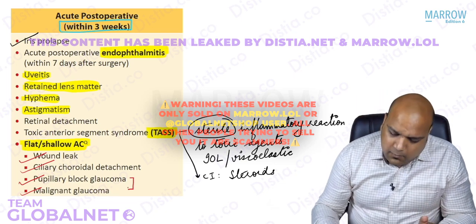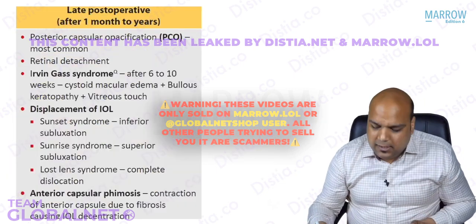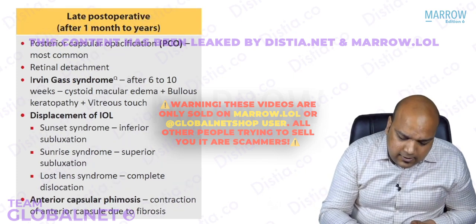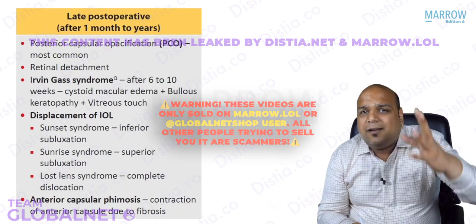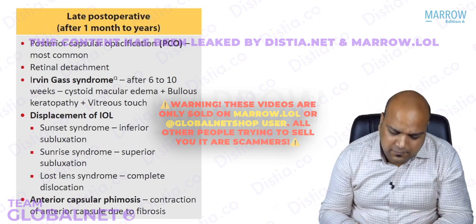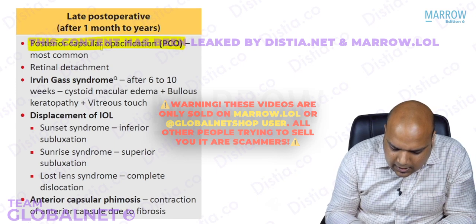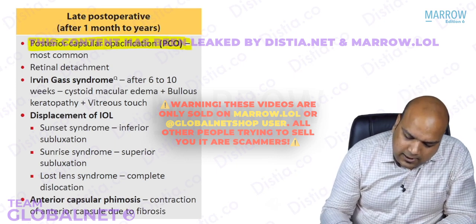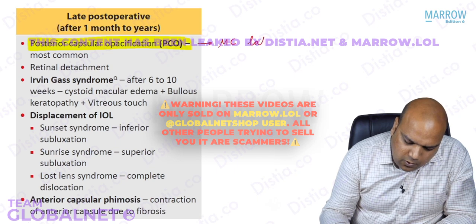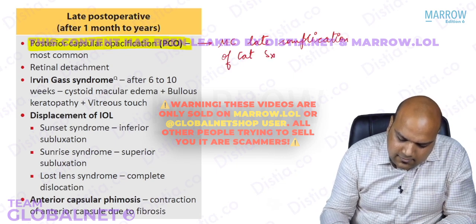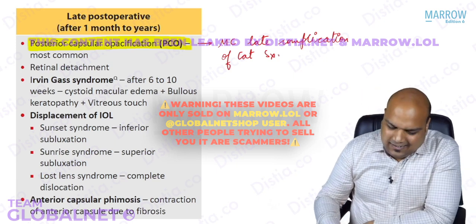Done? Now, moving on to the last part, everybody, and completing our complications, the late post-operative complications, which occur after 1 month, but it can occur after 1 year or 2-3 years also. The most common, the most important complication that we need to study here is PCO, posterior capsular opacification. Let me write, this is the most common late complication of cataract surgery. Okay, let us study it in a little detail, guys.